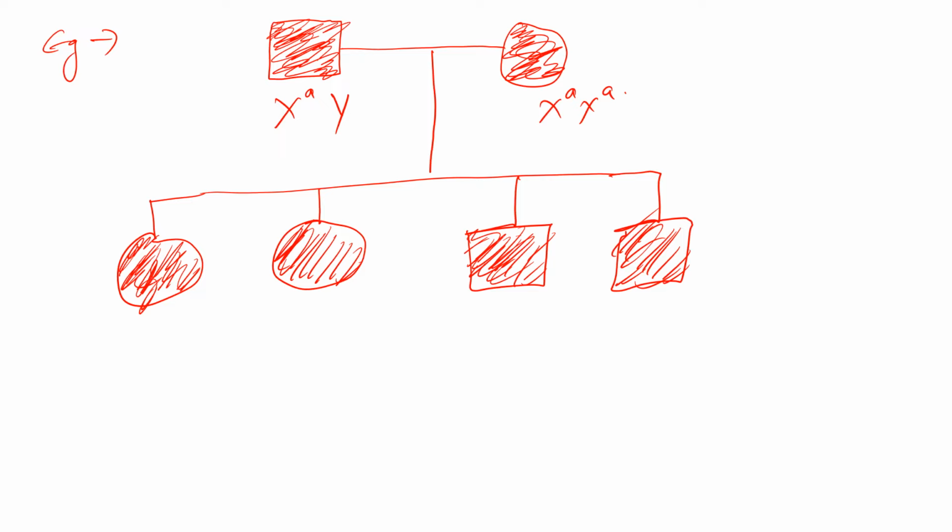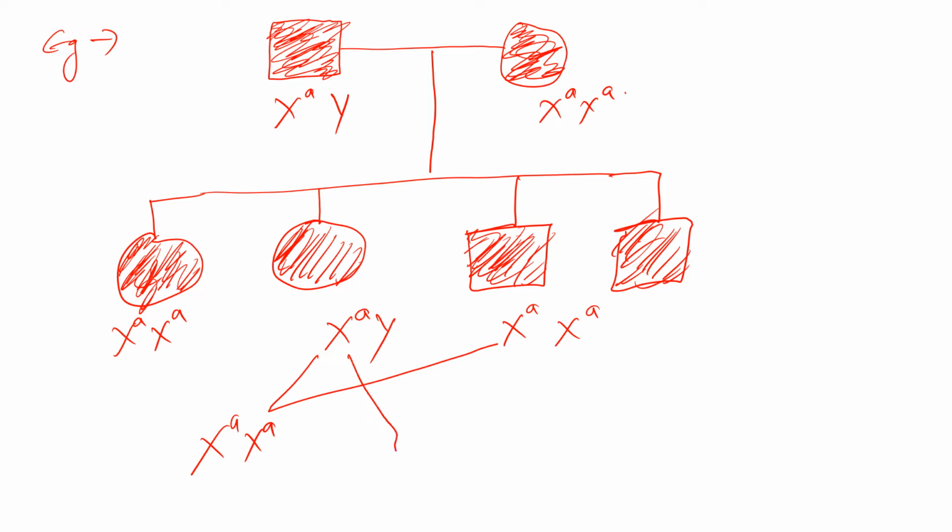So let's say this is the father and this is the mother. How will the genetic makeup be? So this X with this X, both are homozygous recessive alleles, so it will be affected.